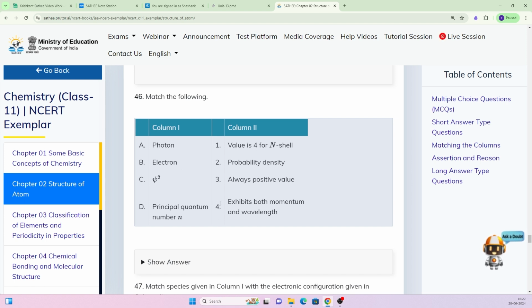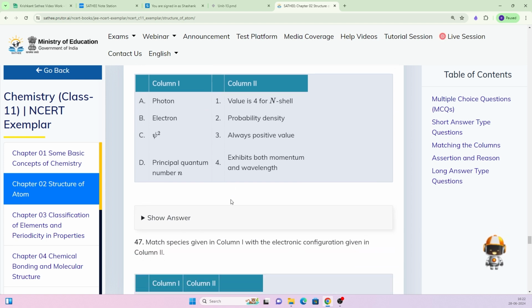Electron, what about electron? It also has both momentum and wavelength because both are subatomic particles, and de Broglie hypothesis says that every particle has both wave and particle nature. So this is true. Psi square is probability density, and it is always positive. So 2 answers are possible. So C will have 2 and 3. Principal quantum number n, so value is 4 for n shell.